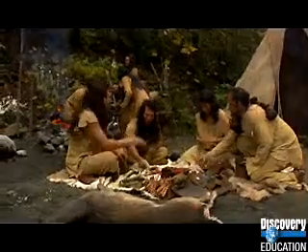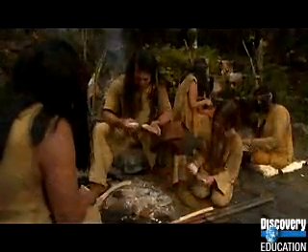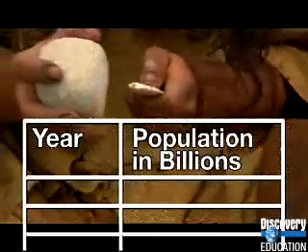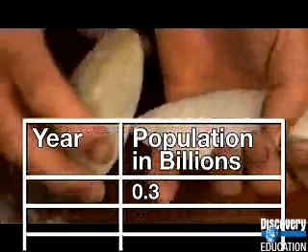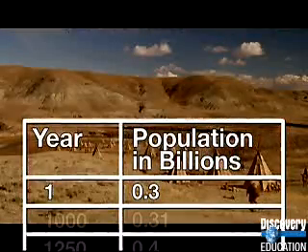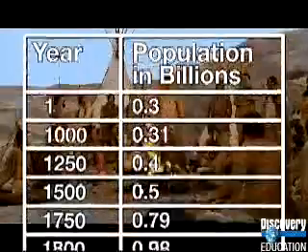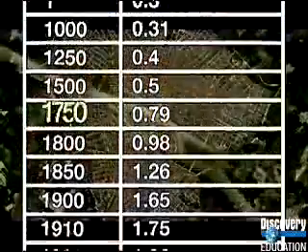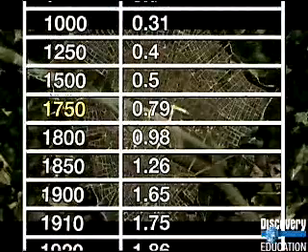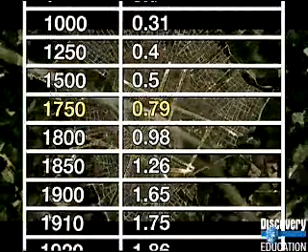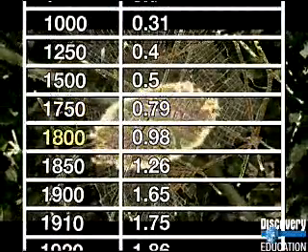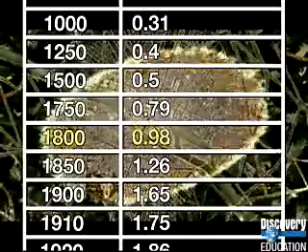Thousands of years ago, there weren't as many people around, only about 300 million of us, or 0.3 billion, roaming the Earth in year 1. But with each passing year, the world got a little more crowded. By 1750, the human population had climbed to about 790 million. By 1800, there were almost 1 billion people on Earth.